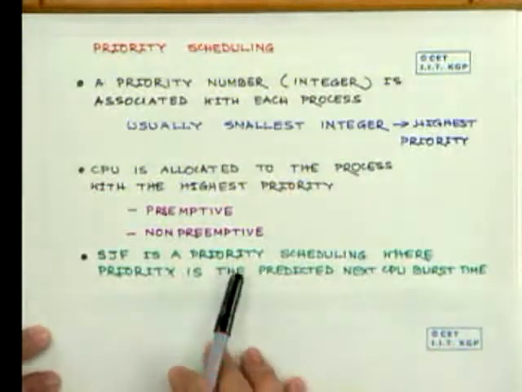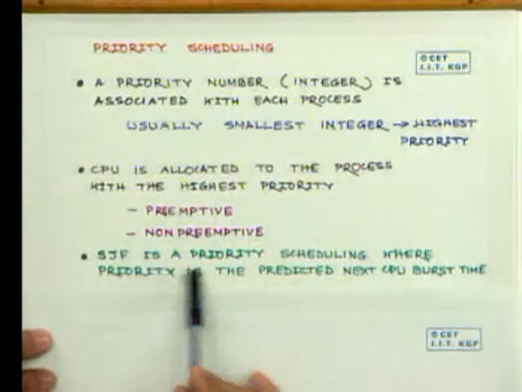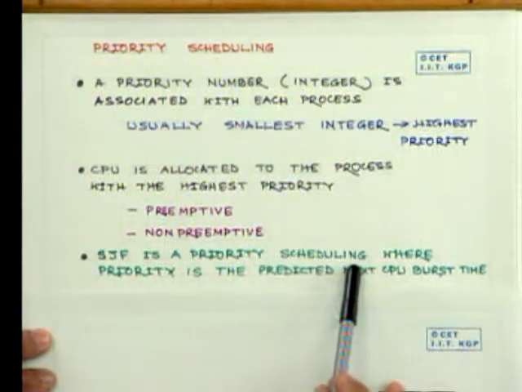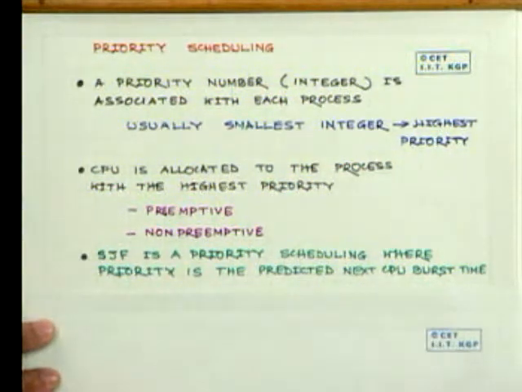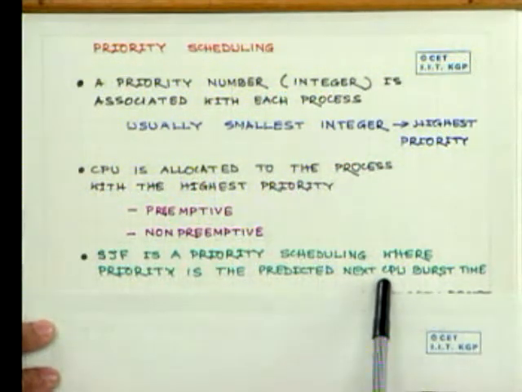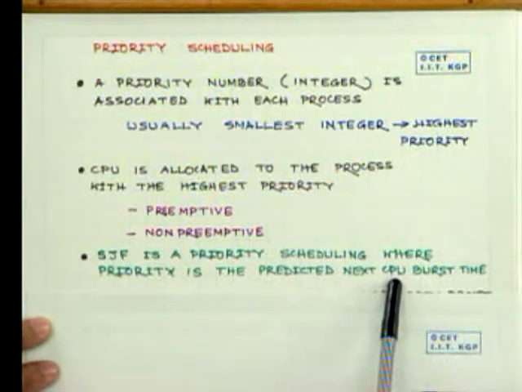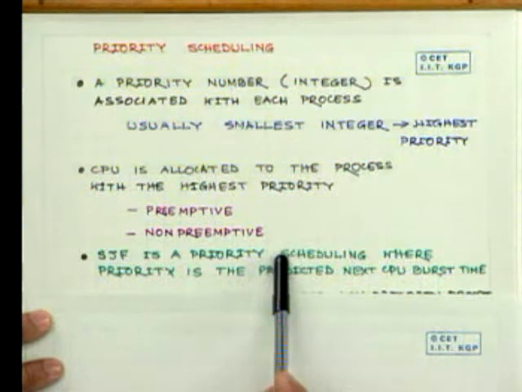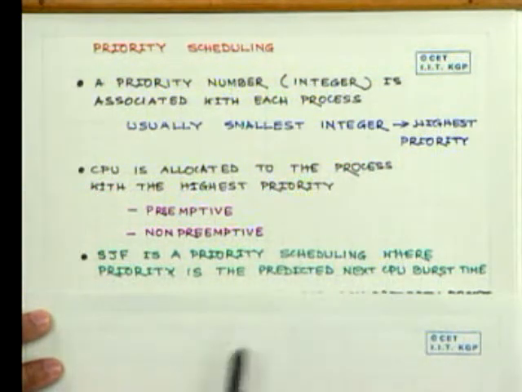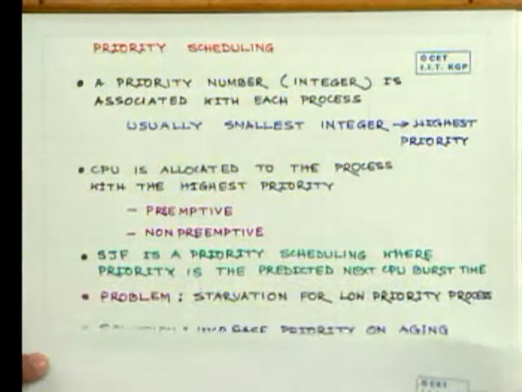Now, essentially, if you see, SJF is basically a priority scheduling, where the priority is the predicted next CPU burst time. The lower the predicted next CPU burst time, the higher will be the priority, and that process will get the processor. Okay, SJF is essentially a priority scheduling where priority is the predicted next CPU burst time.